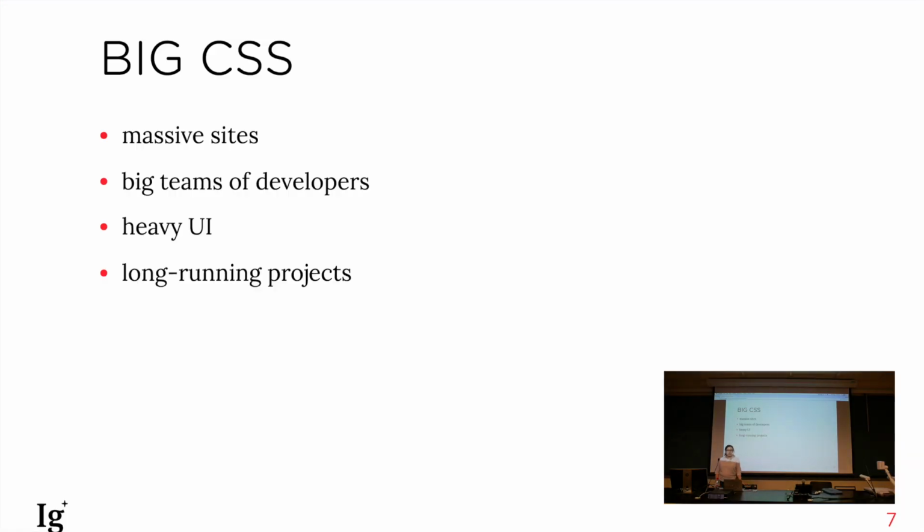And, when speaking about developing for the industry, mostly I'll be speaking about what I call big CSS. I will show you what each point means. But basically it's massive websites developed by big teams, and the UI is very heavy and the projects are long running.